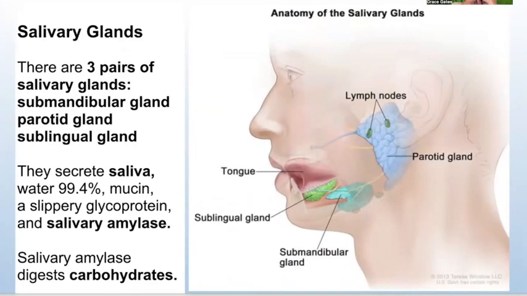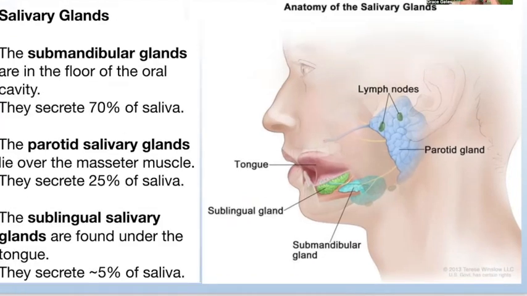There are three pairs of salivary glands: the submandibular gland, the parotid gland, and the sublingual gland. They secrete saliva, which is 99.4% water, and some mucin, a slippery glycoprotein. Remember, glyco means like sugar, a carbohydrate type protein, and salivary amylase. Salivary amylase digests carbohydrates. The submandibular glands are in the floor of the oral cavity.